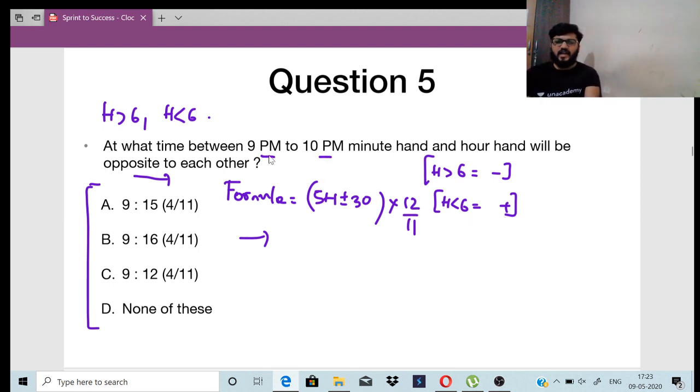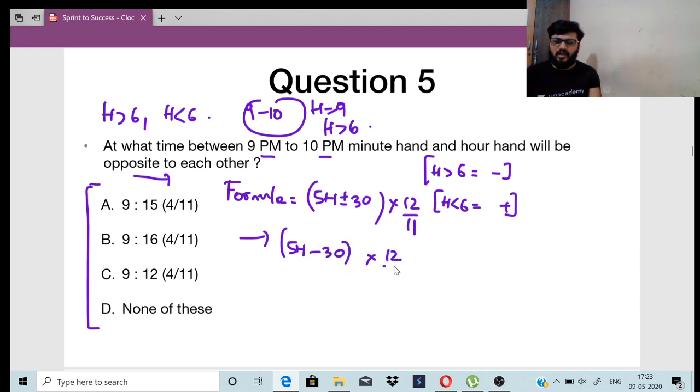So what is h here? What should I take as h here? 9 p.m. and 10 p.m. Between 9 and 10, I am taking h equal to 9. H is greater than 6, so I will take the second formula: (5h minus 30) into 12 by 11.